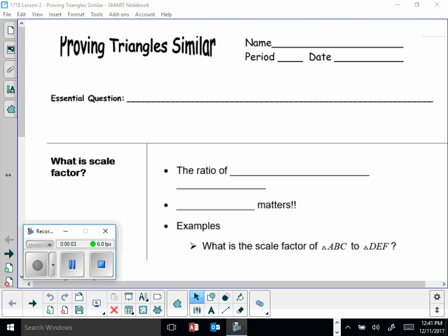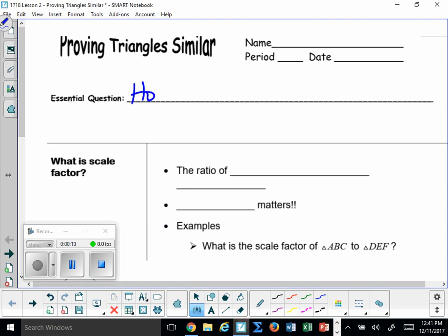Our second lesson in the Similar Triangles unit is on proving triangles similar. We spent a lot of time on proving triangles congruent, so this should go fairly quickly. How do I prove triangles similar?